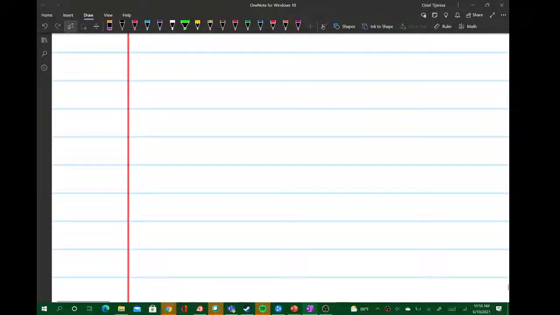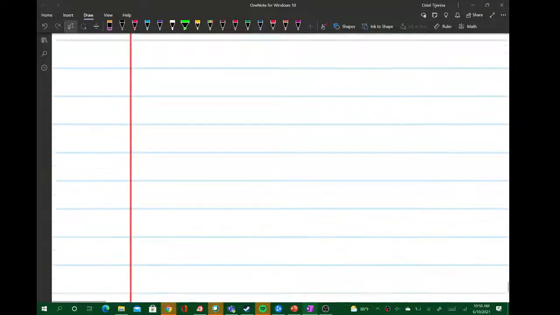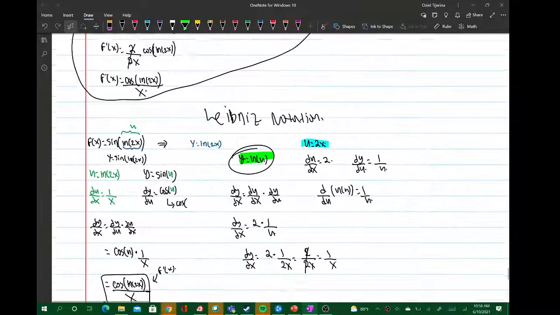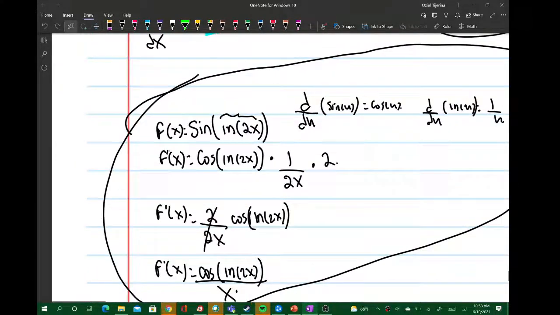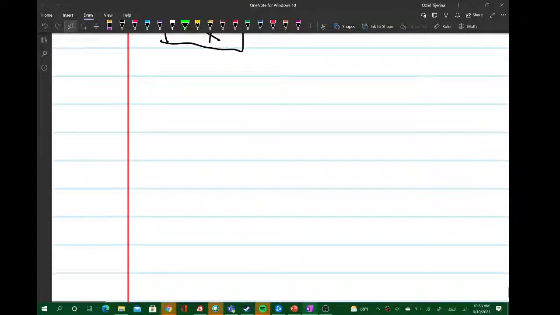And yeah, that's just how it works. That's how chain rule is. You take the derivative of the outside, leaving the inside alone, and just keep going from there. That's the easiest way I can do it.